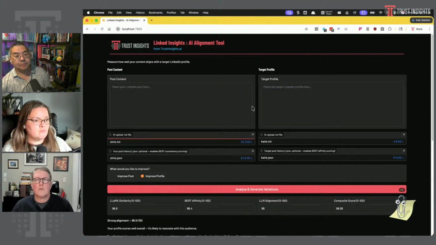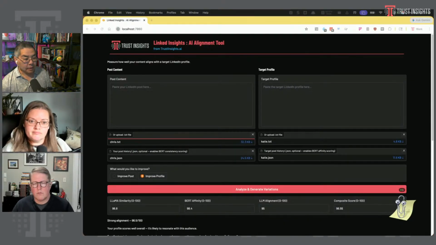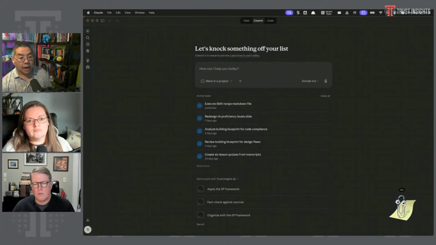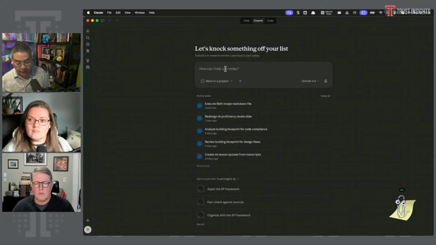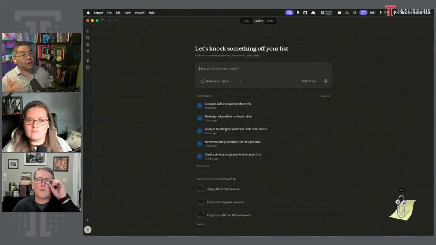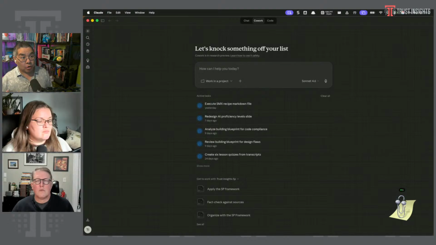Now, if you wanted to do something that was more practical, you would fire up a tool like Claude Cowork, and you would say something along the lines of, I want to build a semantic understanding of these two profiles. So let's start off with a basic prompt. Say, today we're going to do semantic comparison of 2 users on LinkedIn, Chris and Katie. I'm going to provide you with their profiles in text file format and the last 10 or 15 posts from each person, each in JSON format. So that's the starting point there.